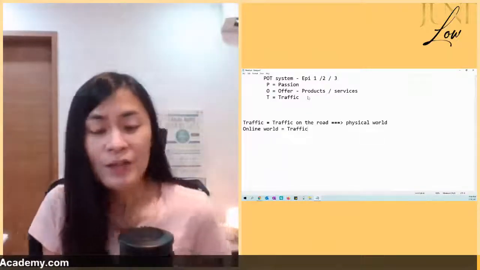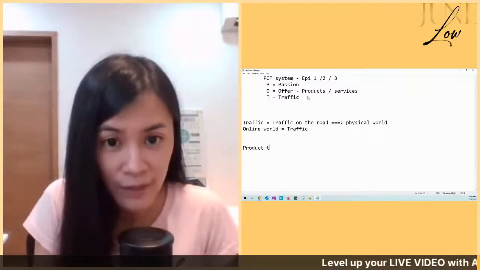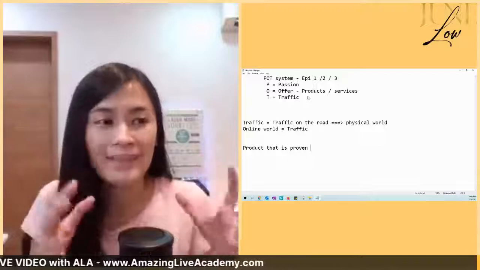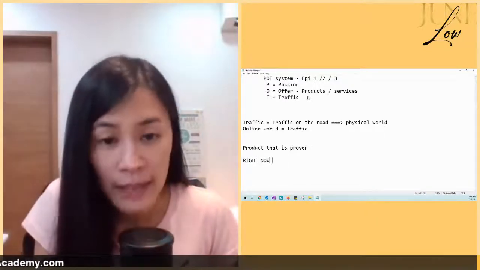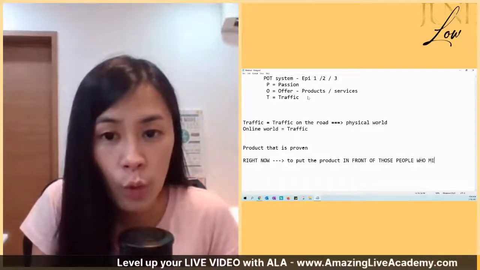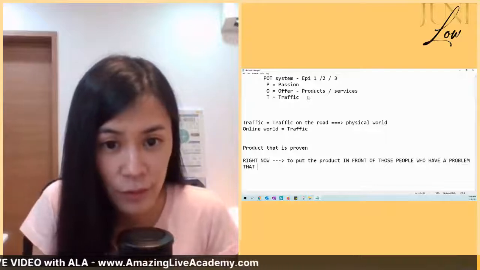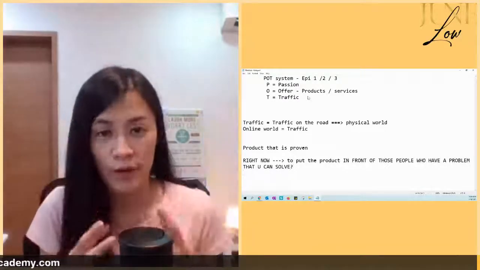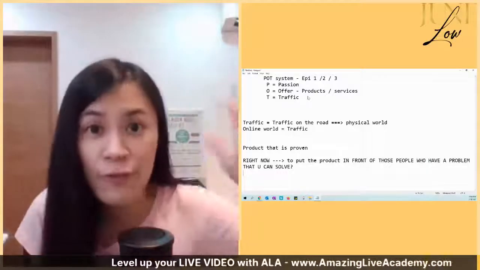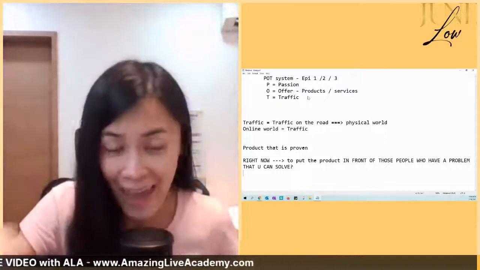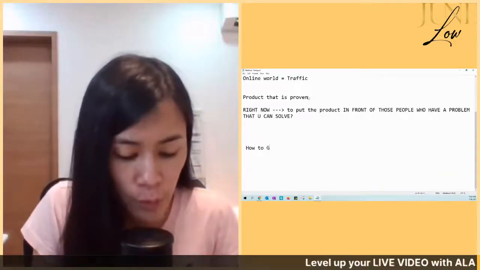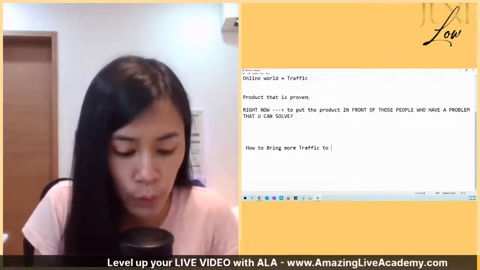Make sense to you? So that's why, once you already have a product that is proven, it doesn't matter what kind of product, like if you own a Shopify store, it might be a physical product, and you know that this product will sell, then right now the task is to put the product in front of those people who have a problem that you can solve. What does it mean? You already have a product, so right now you have to put the product at the right place, at the right time, for the right people, so that they can notice you and hopefully they will buy, they will be converted into buyers. Which brings us to this topic: how to bring more traffic to your website.